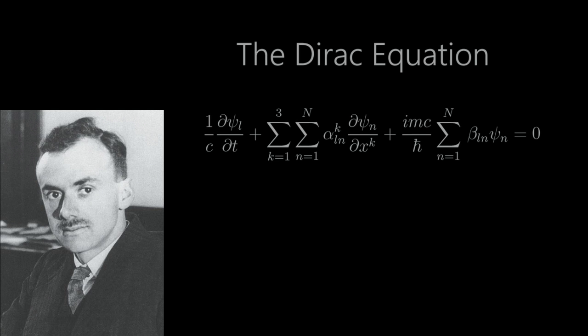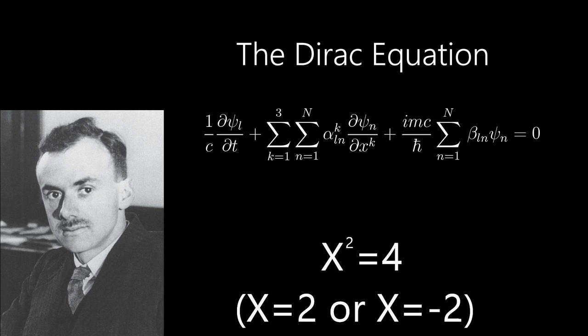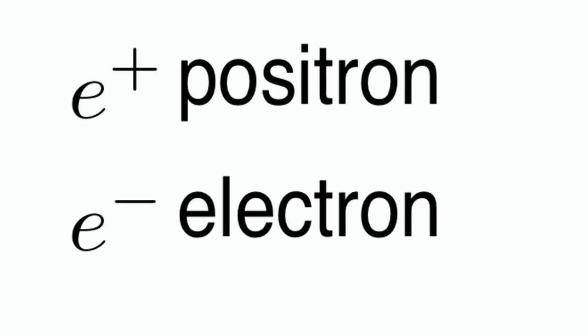In 1928, British physicist Paul Dirac wrote down an equation that combined quantum theory and special relativity to describe the behavior of an electron moving at relativistic speed. The equation, which won Dirac the Nobel Prize in 1933, posed a problem. Just as the equation x squared equals 4 can have two possible solutions, x equals 2 or x equals negative 2, so Dirac's equation could have two solutions, one for an electron with positive charge and one for an electron with negative charge.